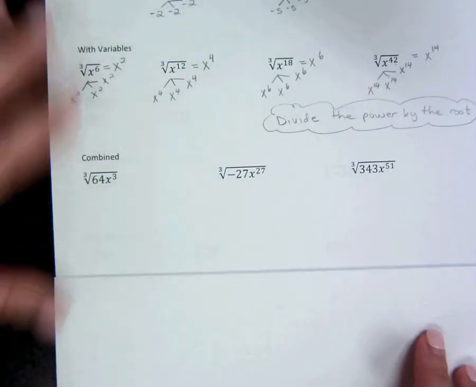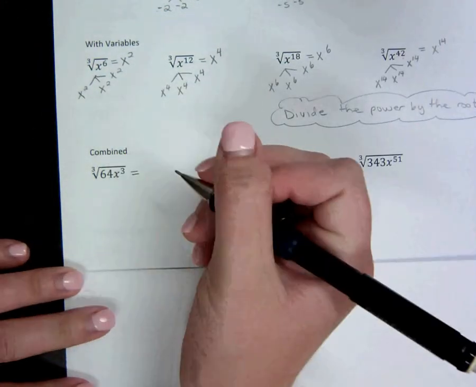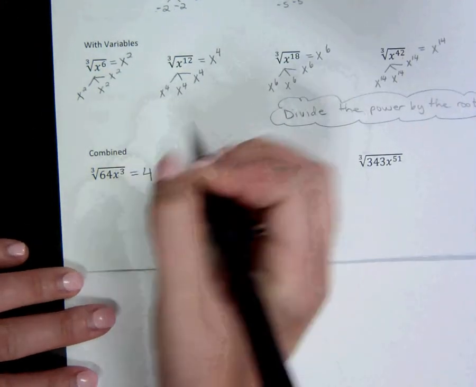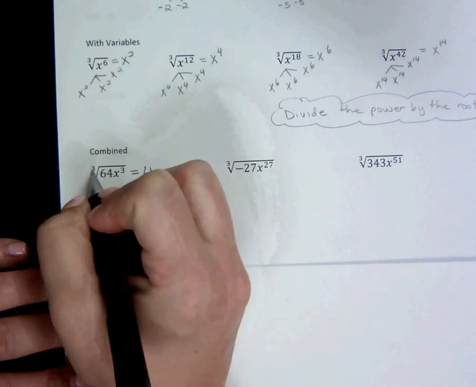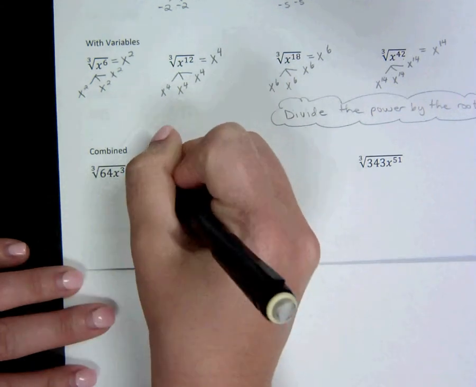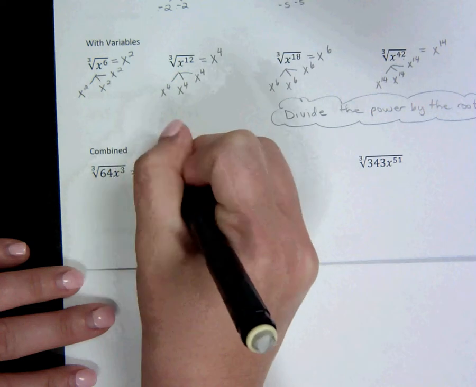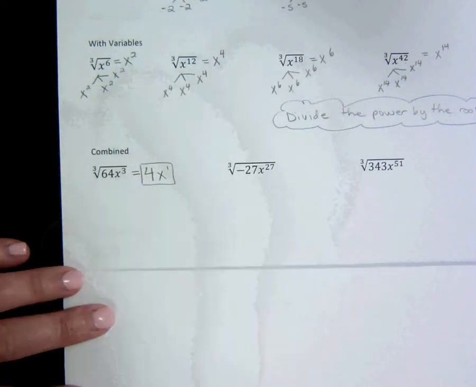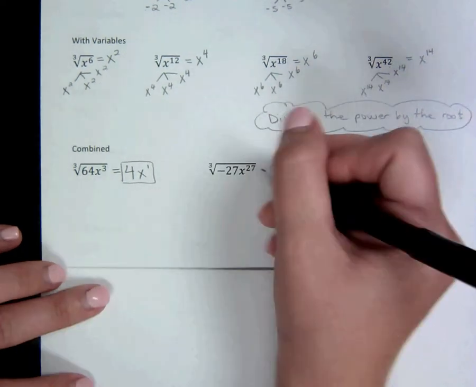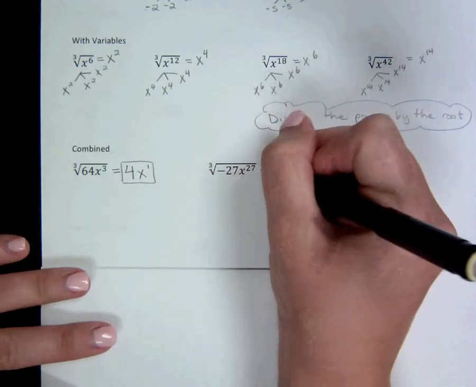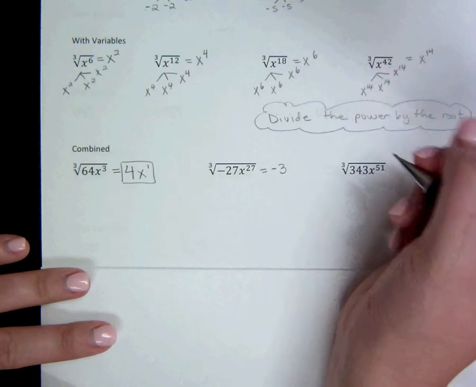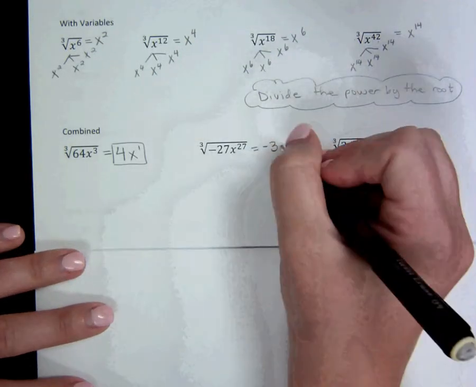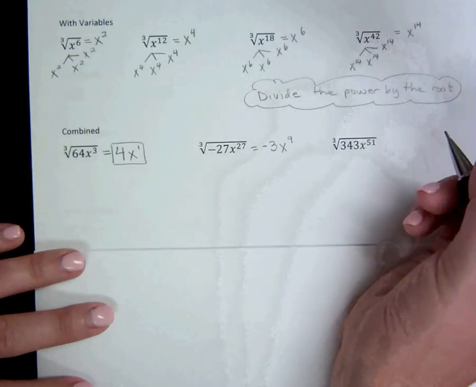Let's put them together. So the cubed root of 64 we know is 4, and the cubed root of x to the 3rd, so 3 divided by 3, would be just x to the 1st, or you can just put x. You can put the 1 if you want, but typically we don't put it if it's a 1. The cubed root of negative 27 would be negative 3. And 27 divided by 3 would be 9.